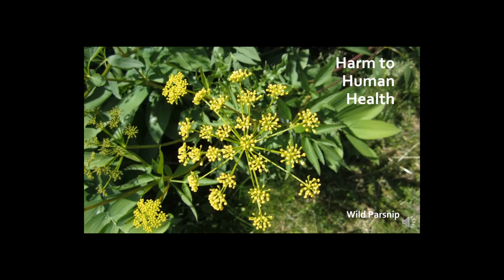Of course, there are some invasive plants that are also problematic for human health, and wild parsnip is a classic example of this. Many of you are probably familiar with wild parsnip because if you get the sap of the plant on your skin and your skin is exposed to UV light, it causes a burn, and that's known as phytophotodermatitis. So we need to be careful about plants like wild parsnip in areas where we recreate or garden or have a lot of other activity.